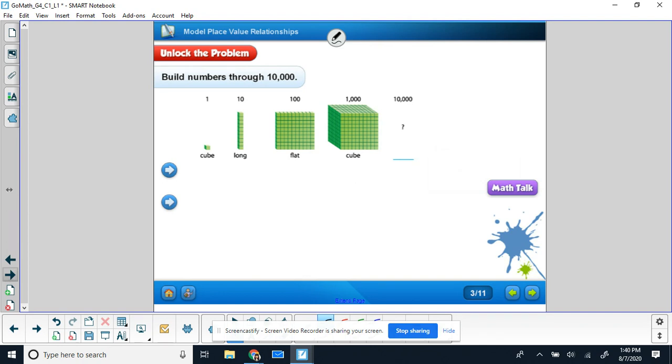I'm going to pause here just for a minute to let you think about it and write it down in your book. So 10 10,000s will make, oops, put my comma in the wrong place, 1 million.